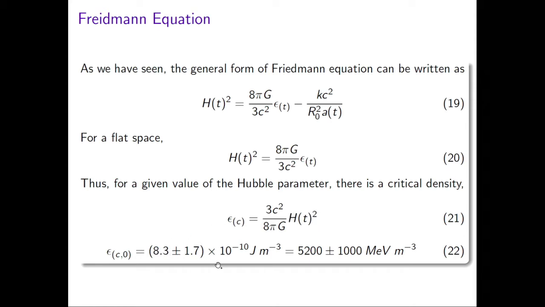So using the values, because all of these are constants on the right hand side, we can use the given values to find out the value of critical density at the present moment. Again, rho_c,0, right? If t naught is basically the present, it indicates the present moment. So you have 8.3 plus or minus 1.7 times 10 to the power minus 10 joule per meter cube. That is almost equal to 5,200 plus or minus 1,000 million electron volts per meter cube.